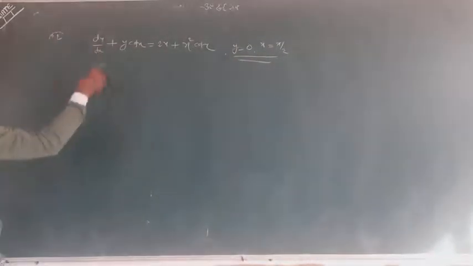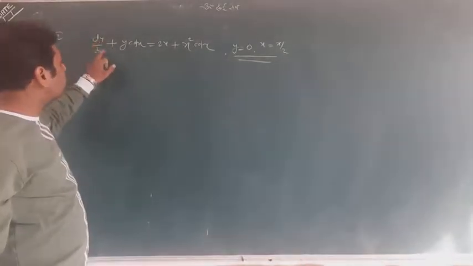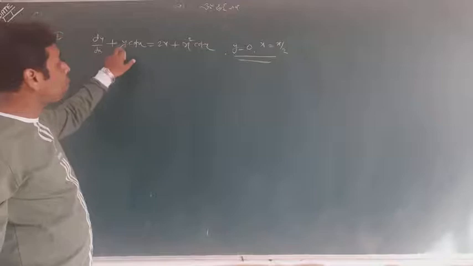Okay, so how can we go with this question? It is already arranged: dy by dx plus py equal to q.